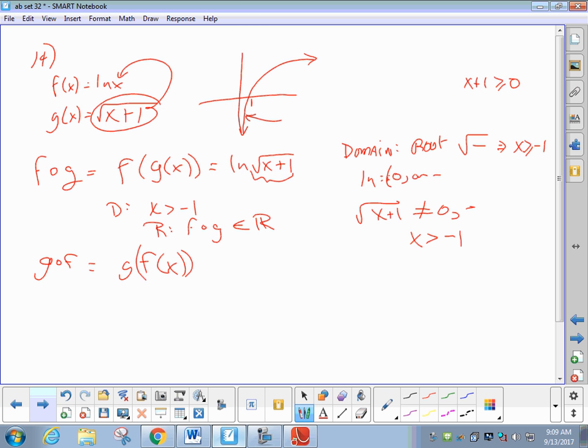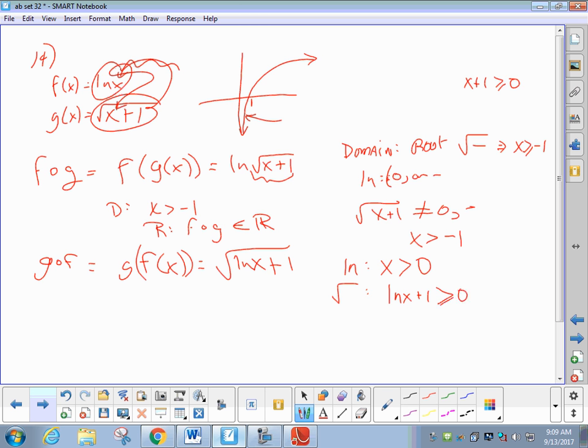If I put f into g, then I'm getting this: the square root of the natural log of x plus 1. Now, I still have two issues. For the log, what's the implication? x must be greater than 0. For the root, what's the implication? That the inside of the root, this whole thing, must be greater than, can it equal 0? It can equal 0. You can square root 0.